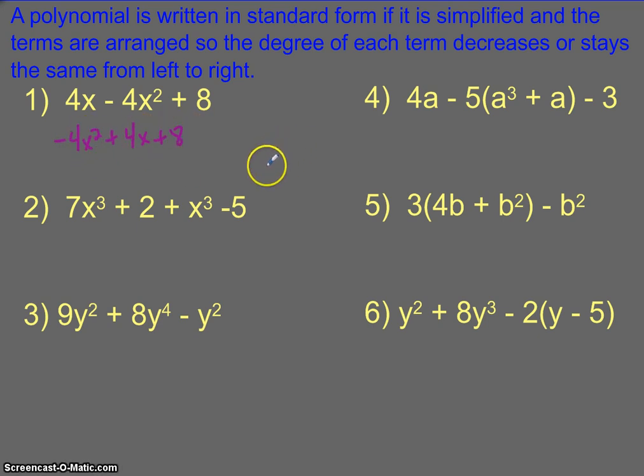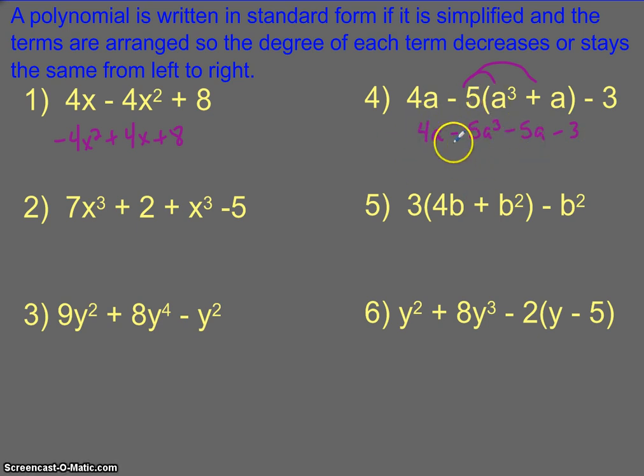That's it. Okay. Now this one I have to simplify. So remember, we have to multiply this through the parentheses. I get 4a minus 5a cubed minus 5a minus 3. Okay, now I'm going to have to combine like terms here. I've got a 4a and a negative 5a.